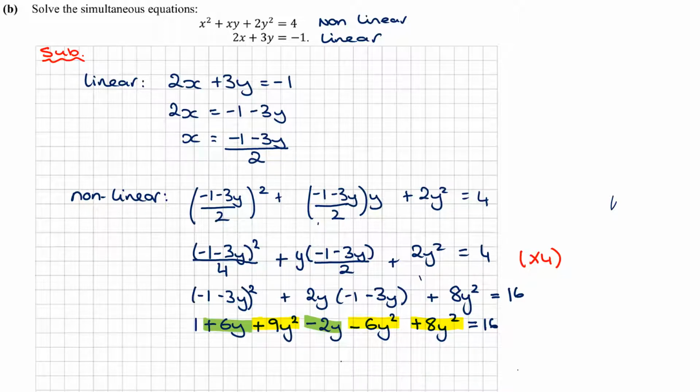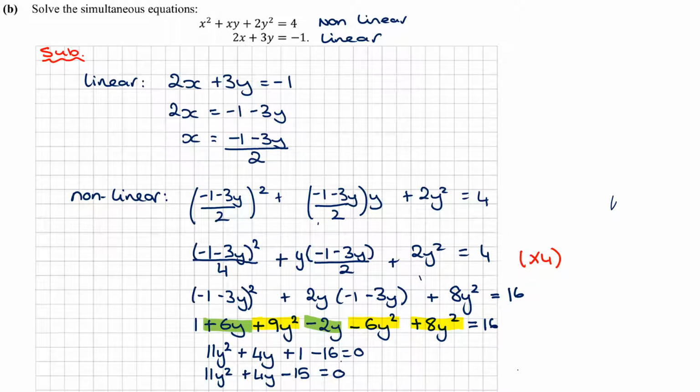So we have plus 9y squared minus 6y squared plus 8y squared. So that should leave us with 11y squared, plus 6y minus 2y, so that's plus 4y. We also have a 1 plus 1, and I'm going to bring the 16 across, equals 0. And we end up with 11y squared plus 4y minus 15 equals 0.